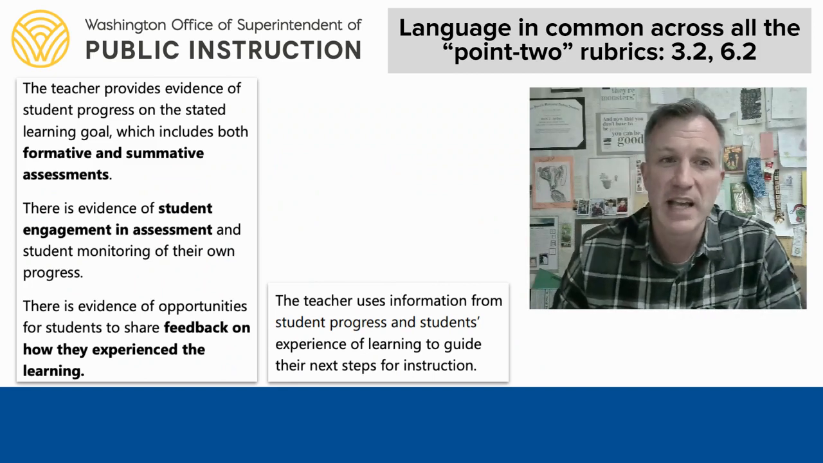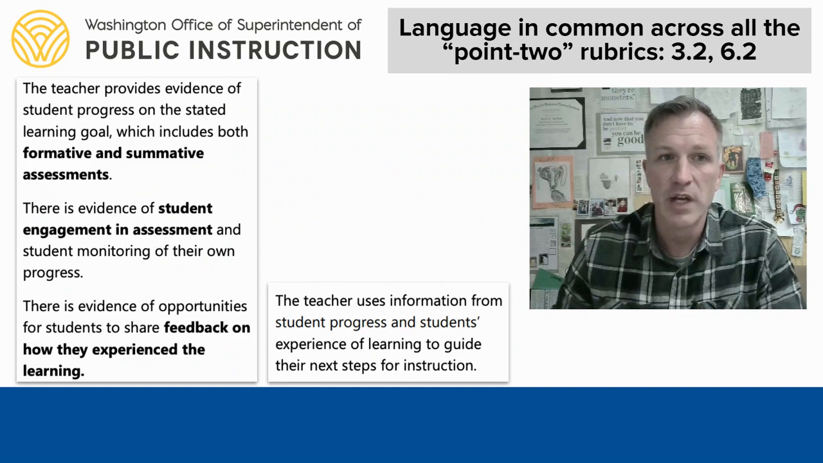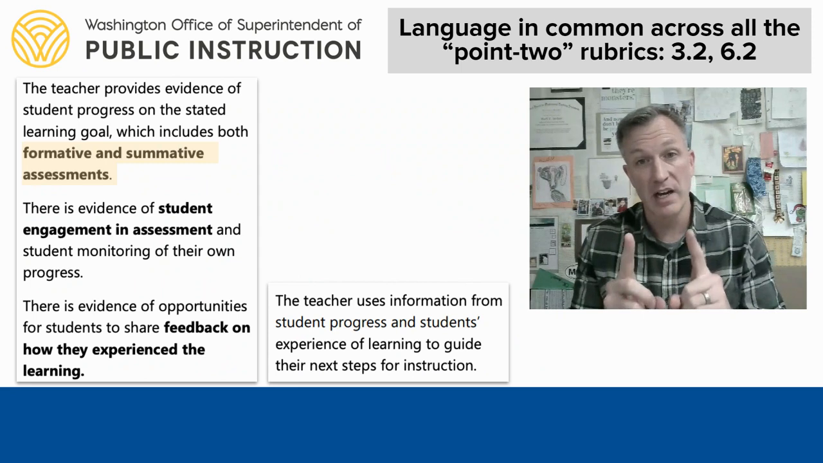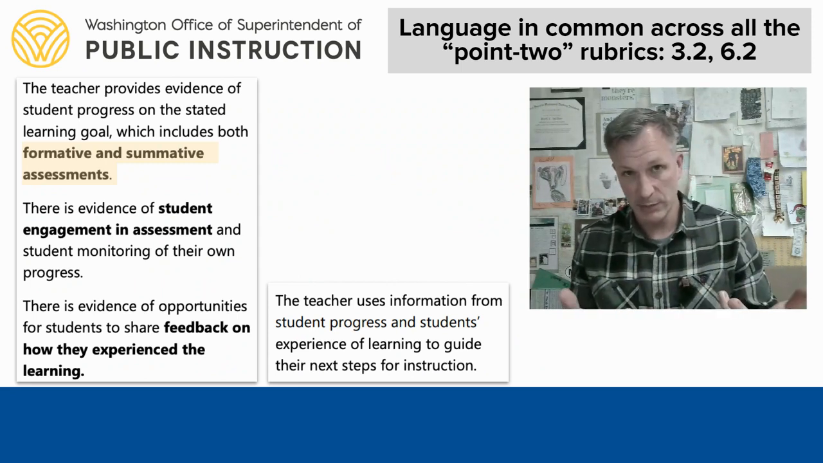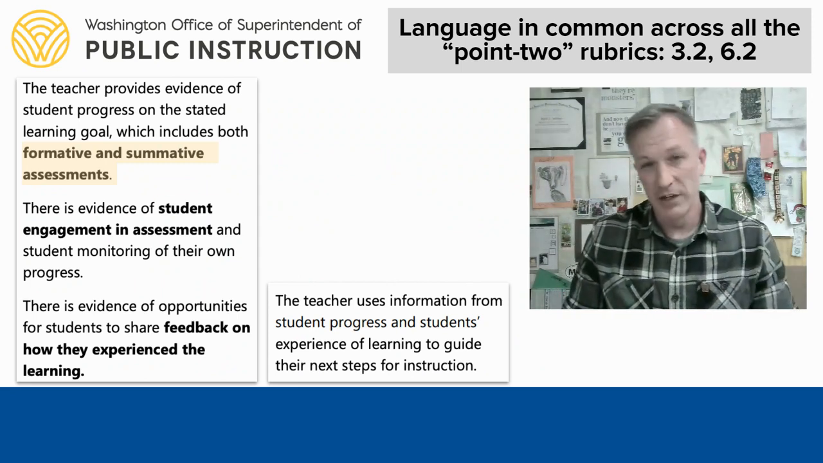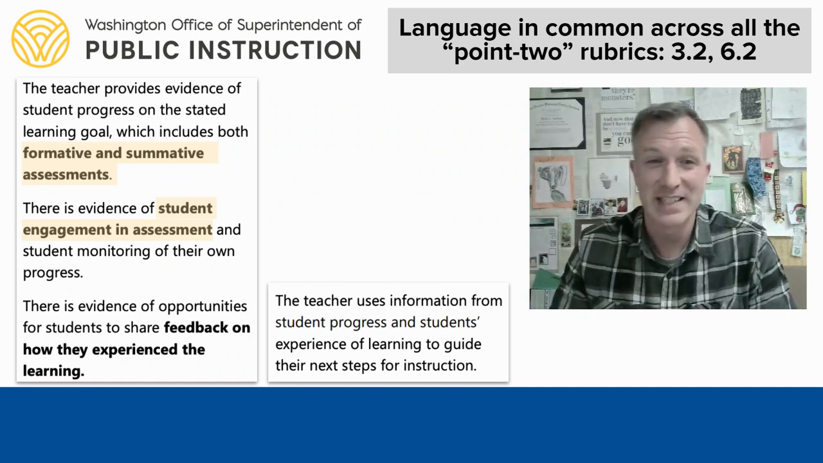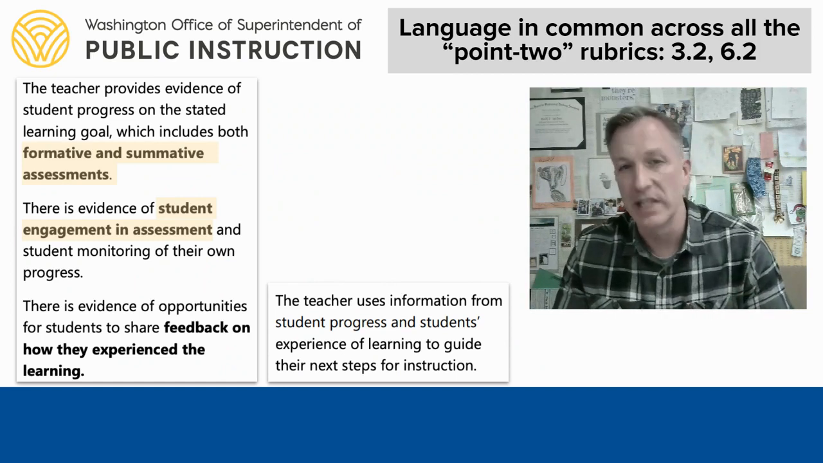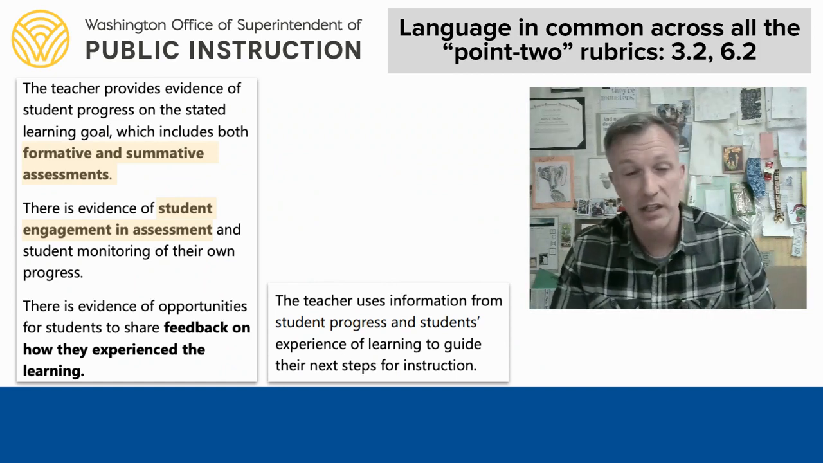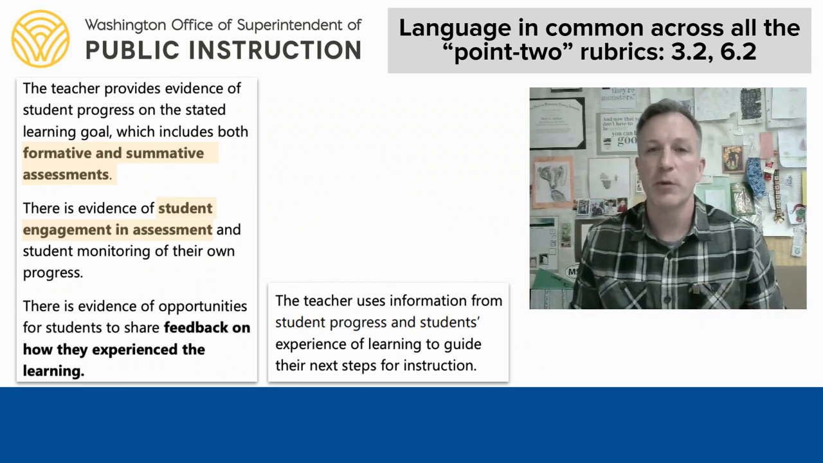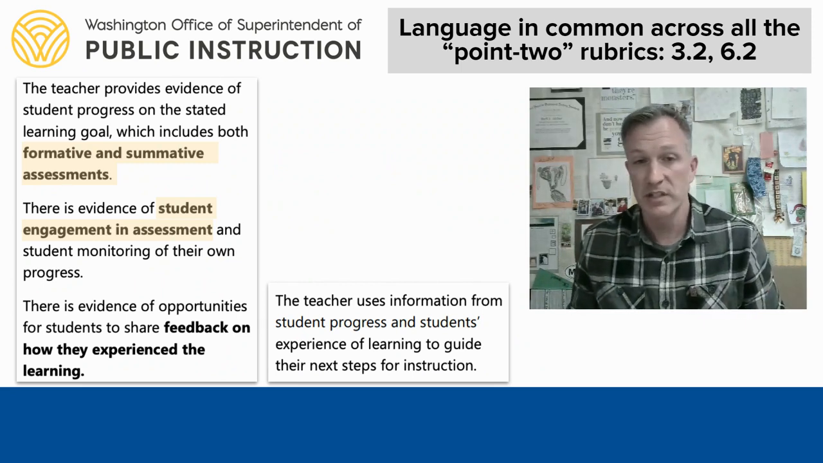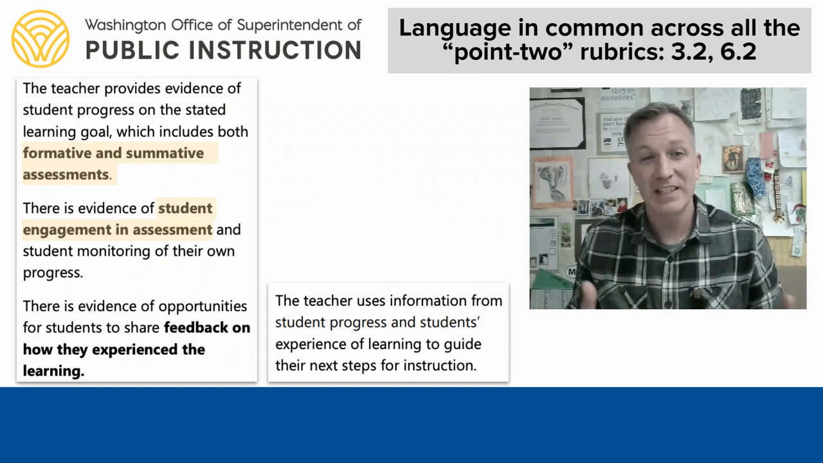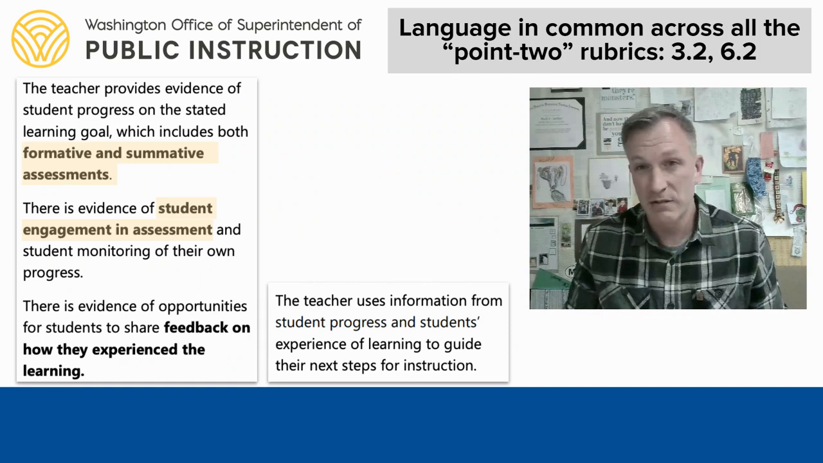First, the teacher provides evidence of student progress on the stated learning goal, which includes both formative and summative assessments. So this addresses the 2 points in time definition of student growth that is established in state law. Second, there is evidence of student engagement in assessment and monitoring of their own progress. This can look so many different ways depending on your classroom context, your grade level, whatever it might be. But as part of our process, we need to be able to show in some way that we've engaged students with that assessment process and that they're reflecting on their progress in whatever way might make sense for them.